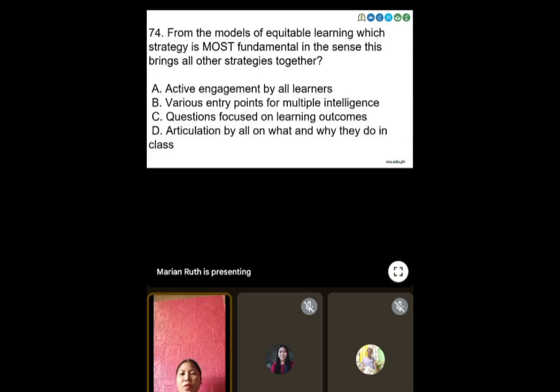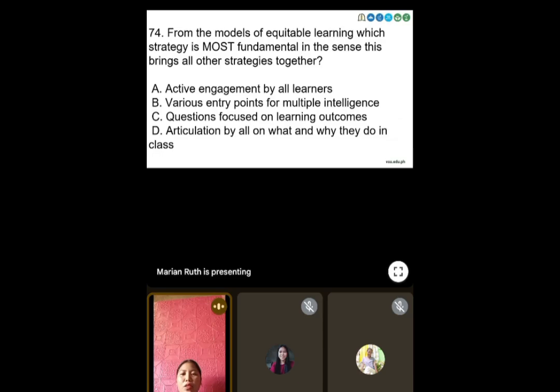From the models of equitable learning, which strategy is most fundamental in the sense this brings all other strategies together? A. Active engagement by all learners. B. Various entry points of multiple intelligence. C. Questions focused on learning outcomes. D. Articulations by all on what and why do in class.